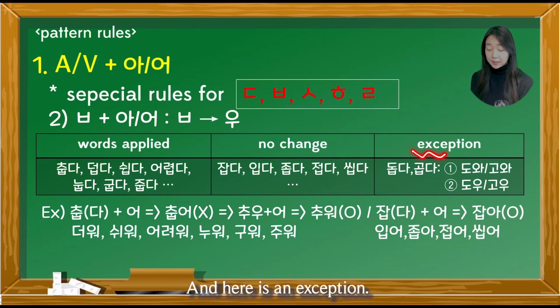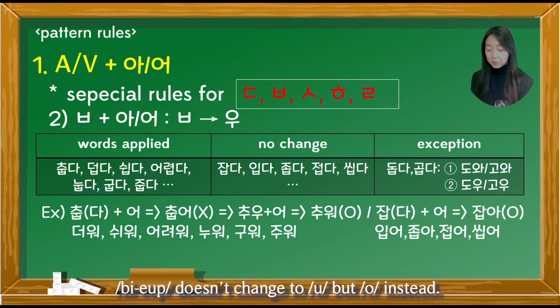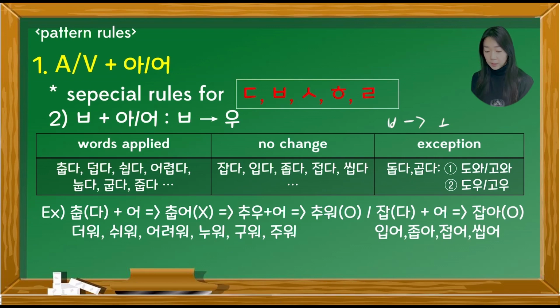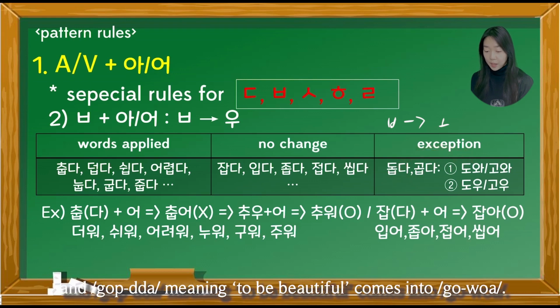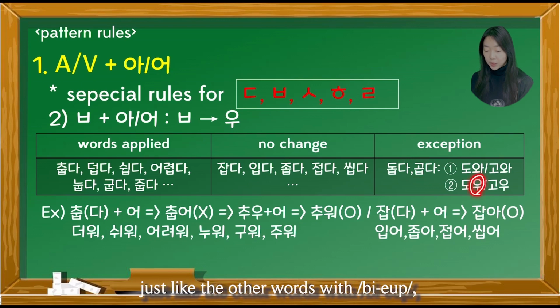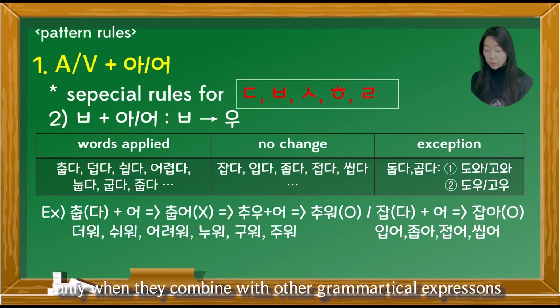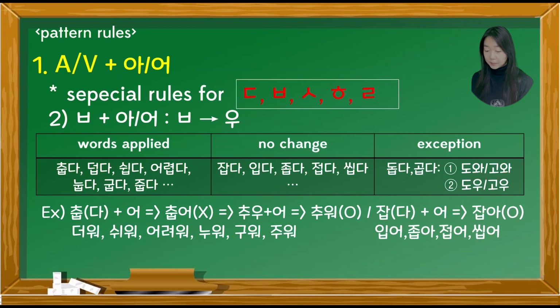And here is an exception. When these two words meet the form a, the 비읍 doesn't change to 우, but 오 instead. So 돕다, meaning to help, comes into 도와. And 곱다, meaning to be beautiful, comes into 고와. However, 비읍 of the words change the form into 우, just like the other words with 비읍, only when they combine with other grammatical expressions except for the ones that go with a in the head.